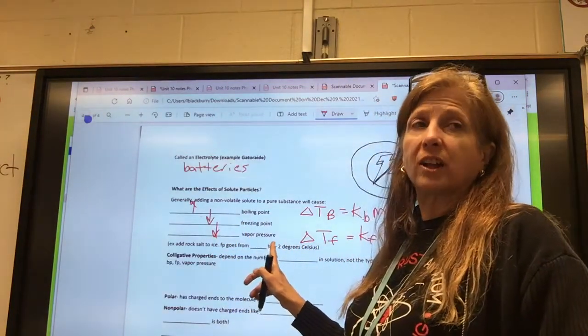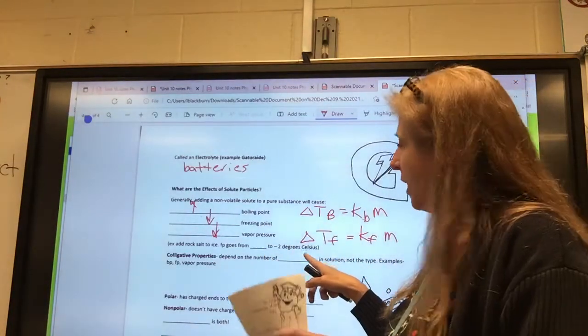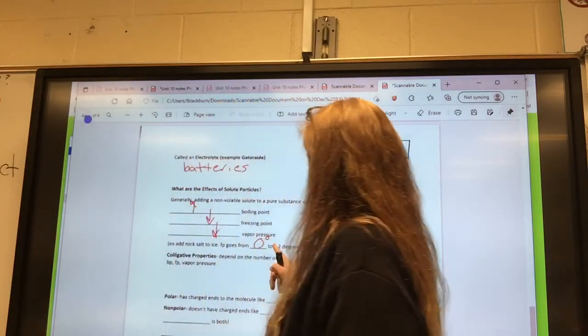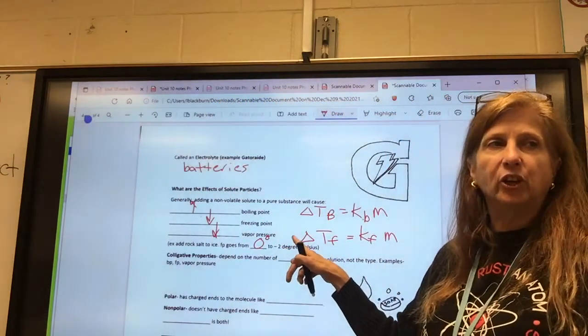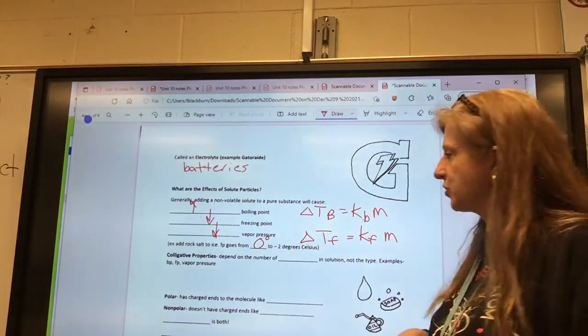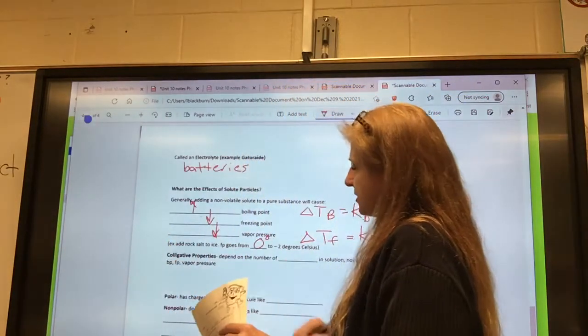You add rock salt to the ice in homemade ice cream, and it will make the regular freezing point of water, 0 degrees Celsius, go to -2. It makes it colder than freezing, and it helps that ice cream freeze. Colligative properties is what this has to do with.